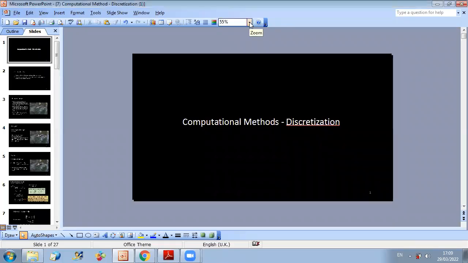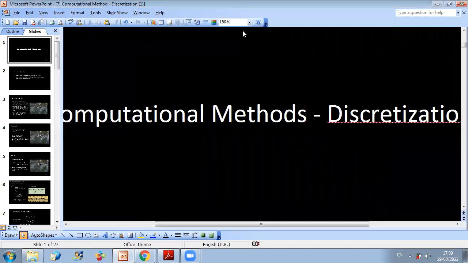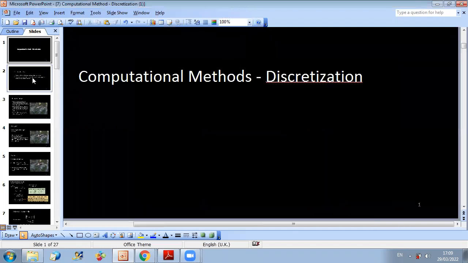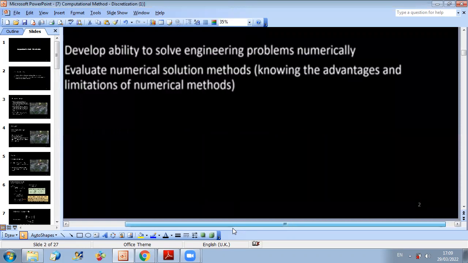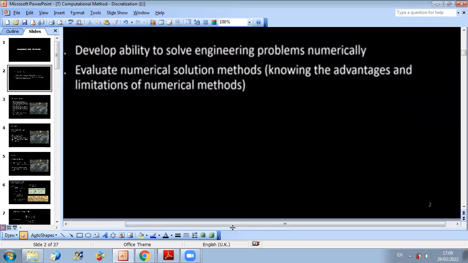So in this chapter, we will introduce computational method and discretization techniques. To start with, the objective of this chapter is to develop ability to solve engineering problems in a numerical way and to evaluate numerical solution methods, knowing their advantages and limitations. We already discussed that CFD is computational fluid dynamics, and it's mainly based on transforming equations from differential form into numerical form. So we'll start to see what are the methods that we can use to do this.